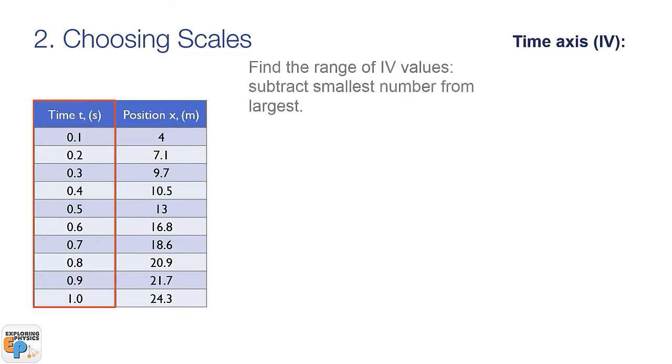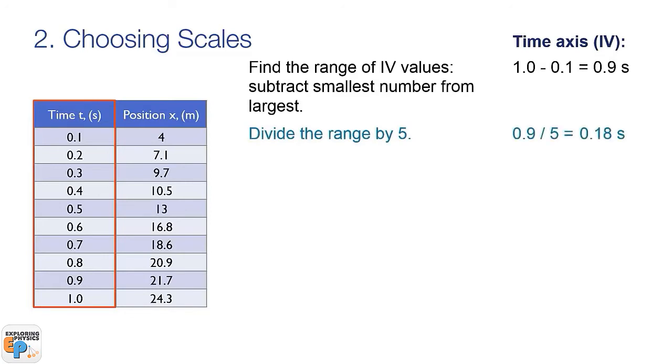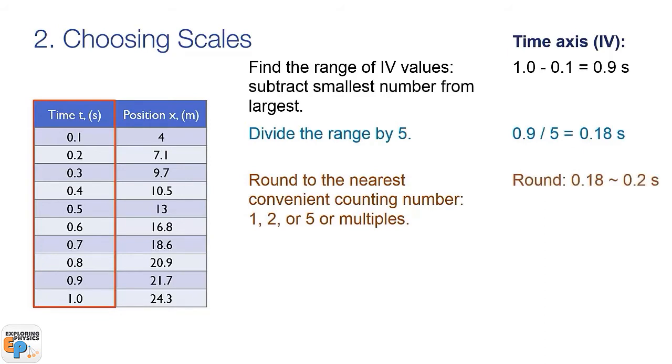We first find the range of values for the time axis by subtracting the smallest number from the largest number, which gives us 1.0 minus 0.1 seconds, giving us a range of 0.9 seconds. We then divide this range by 5, which gives us 0.9 divided by 5 equals 0.18 seconds. We round the value of 0.18 seconds to the nearest convenient counting number, which is 1, 2, or 5, or multiples of those numbers. When we round 0.18 seconds, we get 0.2 seconds. This number of 0.2 seconds will be the interval for the scale.